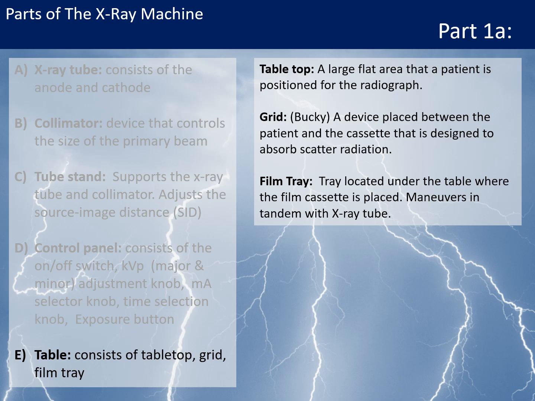The tabletop is part of the table. It is a large flat area that a patient is positioned on for radiographs. The tabletop, or the table, also consists of a grid or bucky, a device placed between the patient and the cassette that is designed to absorb scatter radiation, and a film tray that is located under the table where the film cassette is placed. It maneuvers in tandem with the X-ray tube.